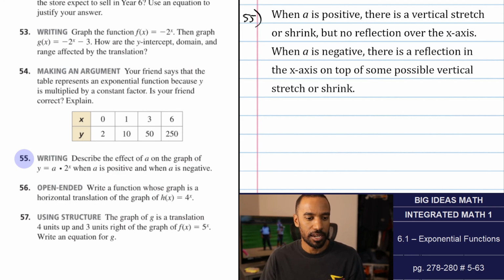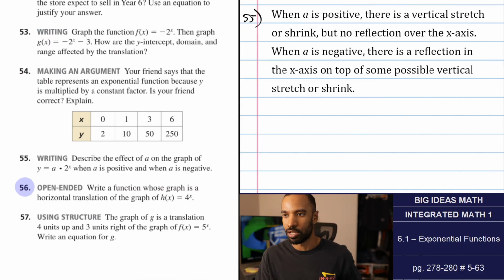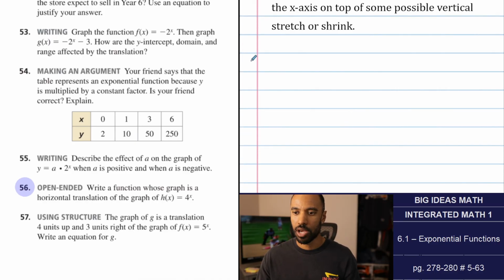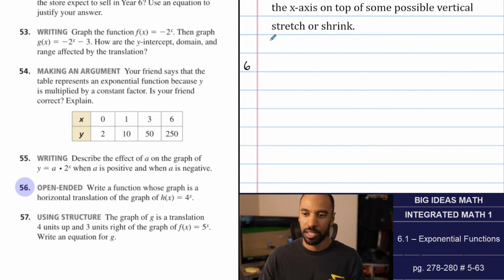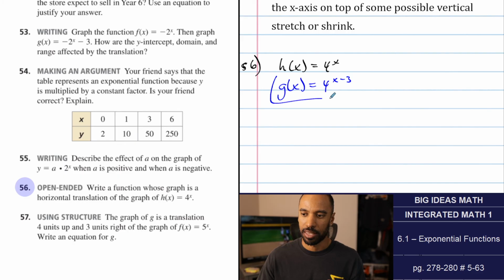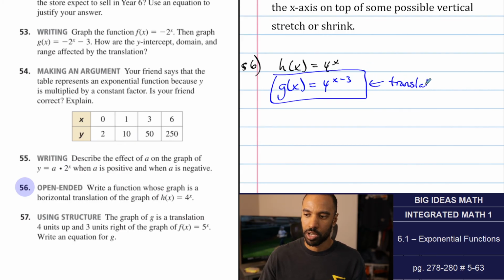Number 56, open-ended. Write a function whose graph is a horizontal translation of the graph of h of x equals 4 to the x power. Horizontal translation is where we're changing the thing inside the exponent. So this is h of x equals 4 to the x power. A translation of this, g of x, would be like 4 to the x minus 3 power. This is translated 3 units right, which is a horizontal translation. That's it.